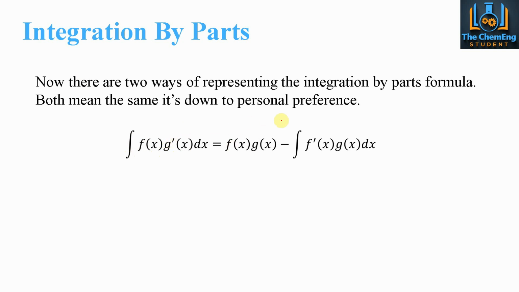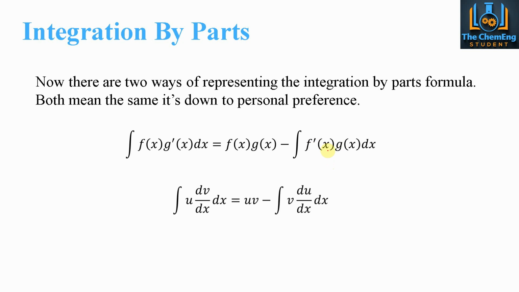Now, the formula for the integration by parts would be that we multiply the standard integrals, so we have f of x and g of x, minus the integral of the differentiated f of x function multiplied by the standard g of x function.